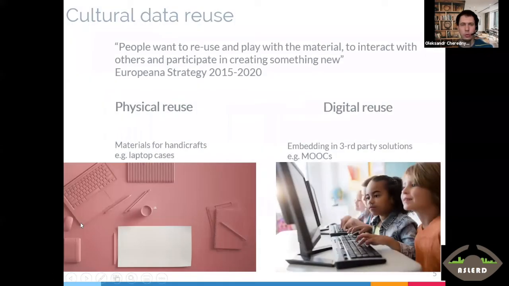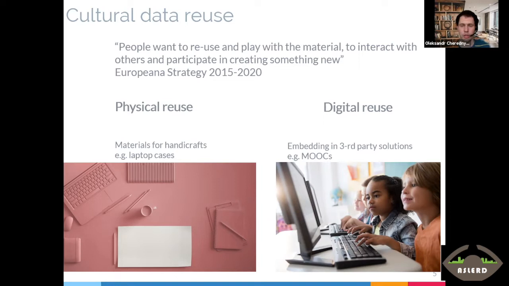Then moving on to what cultural data reuse practically means. Cultural data reuse can be divided into two broad categories. One would be physical reuse, when artifacts move from the digital realm into the physical one. An example would be cultural heritage artifacts used as inspiration for handicrafts. For example, a famous painting printed on a laptop case would be a reutilization.